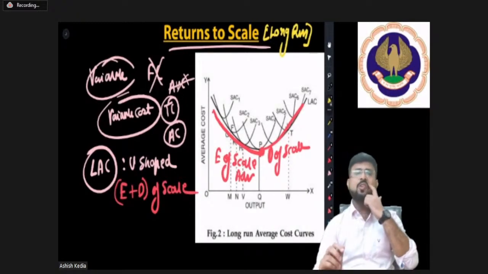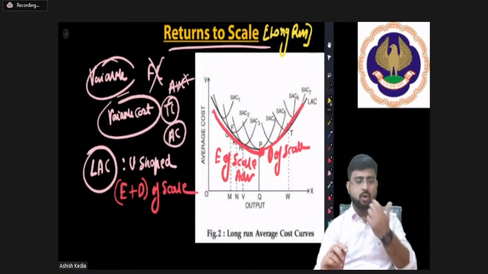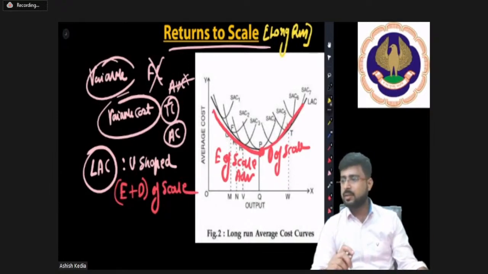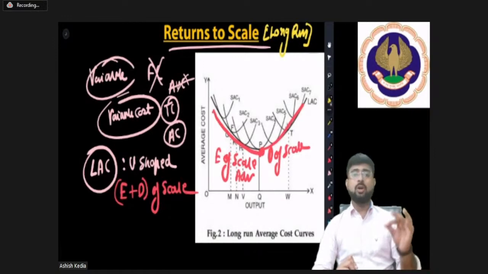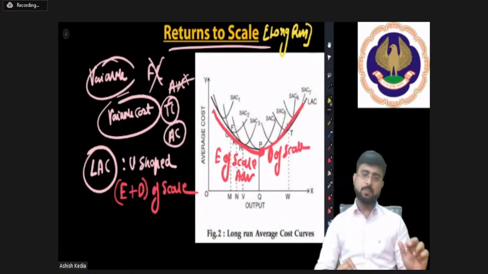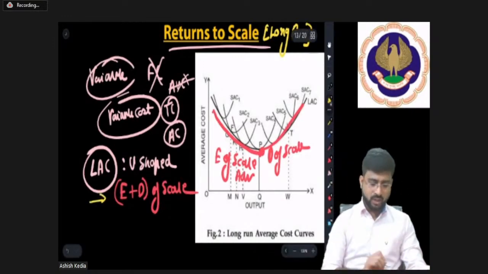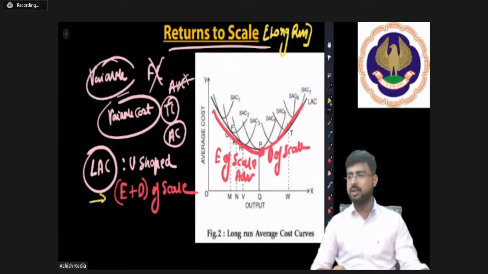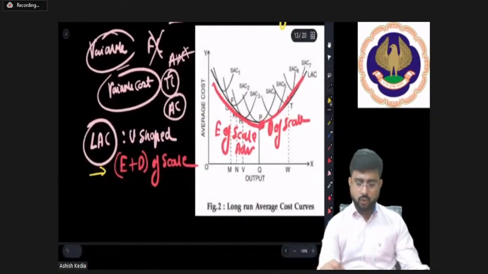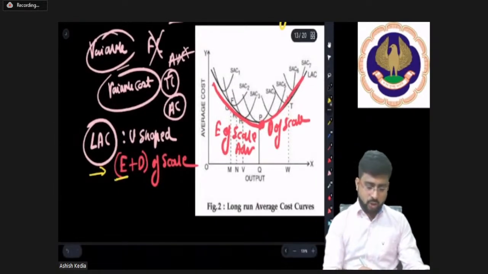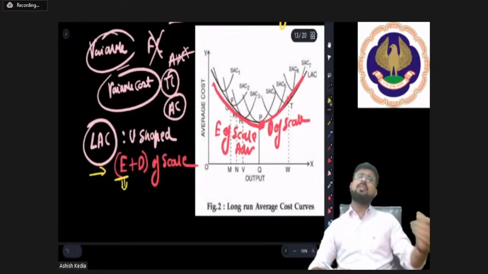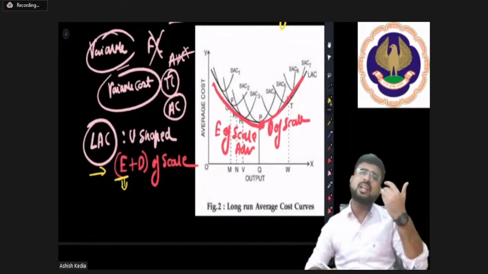Correct. Here we will not talk about AFC and AVC at all. We will not be talking about them. So please remember one thing, guys, long run average cost curve is U shaped. Why? Because of economies and diseconomies of scale. And therefore it's U shaped. Because of economies, that is advantages.